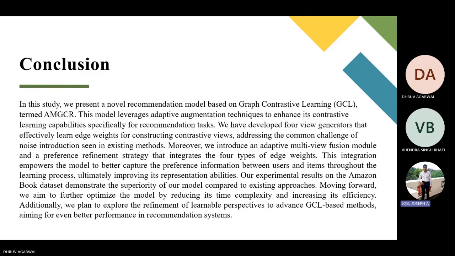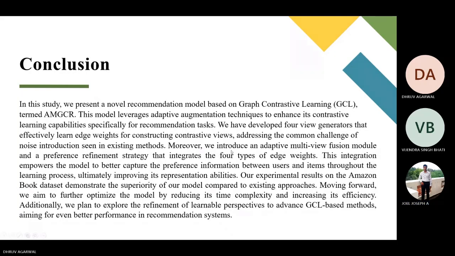Moving forward, we aim to further optimize the model by reducing its time complexity and increasing its efficiency. Additionally, we plan to explore the refinement of learnable perspectives with advanced graph-based methods, aiming for even better performance in recommendation systems. So with this, we conclude this project. Thank you.